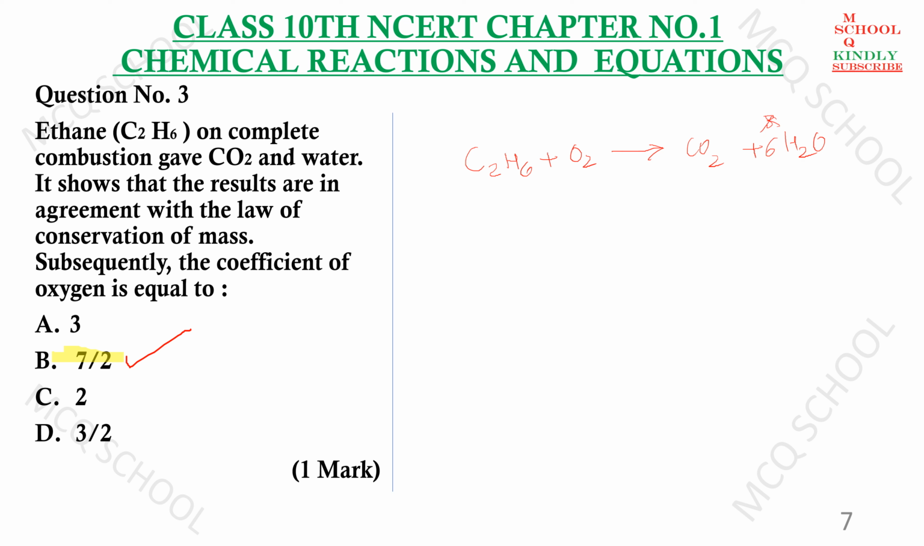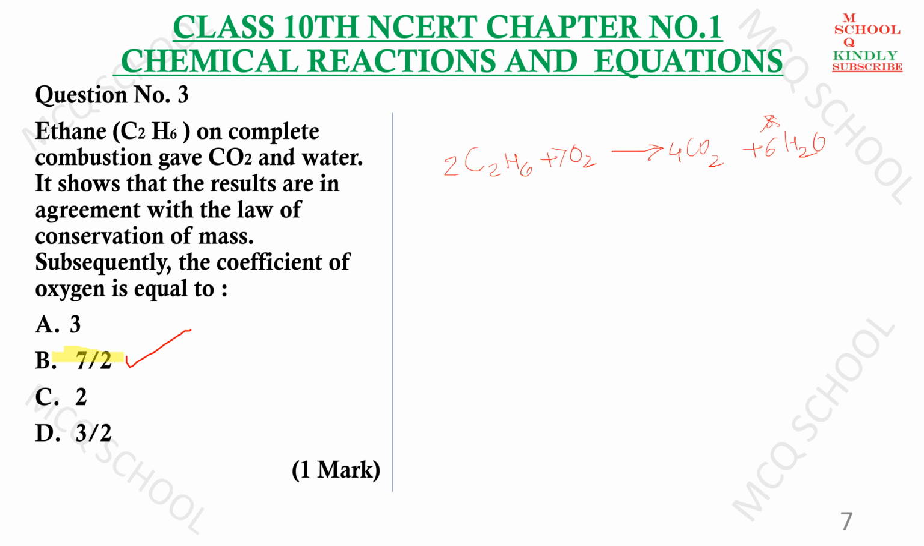Once we have multiplied H2O with 6, on the left hand side we have to multiply C2H6 with 2. Now on the left hand side carbon atoms are 2 into 2, 4. So we have to multiply CO2 on the right hand side with 4. So let us check oxygen atoms on the right hand side. 4 into 2 is 8 plus 6, 14. On the left hand side it is 2, so we have to multiply O2 by 7.